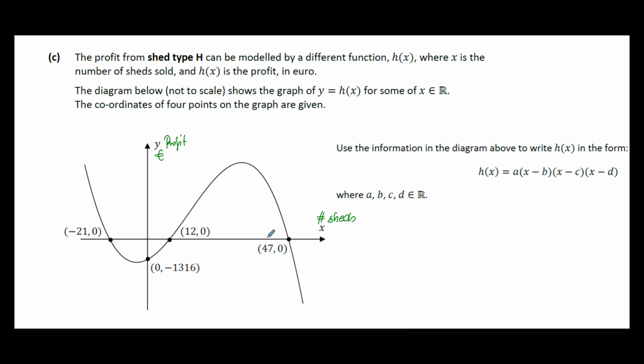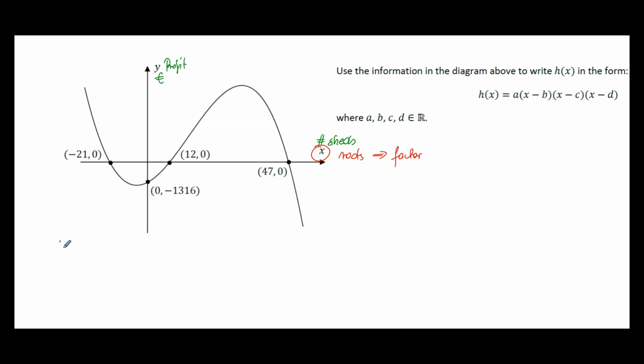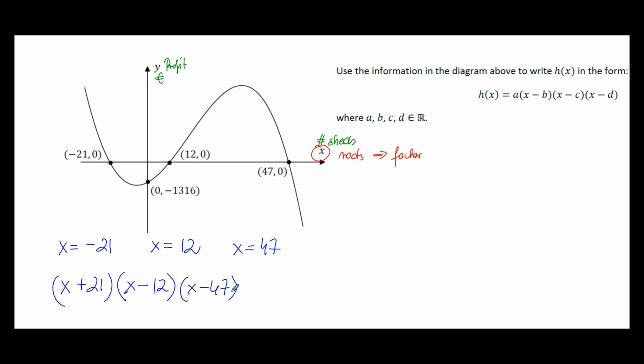Always, when it comes to going from the graph to the function, we start with the x-axis. So that's where we look at roots that we can change into factors. So let's do that. This root is x equals minus 21. This root here is x equals 12. And this root here is x equals 47. So how do we change roots into factors? We move the numbers to the other side of the equation to join the x. Therefore, we change the sign. So we have x plus 21, x minus 12, and then x minus 47.